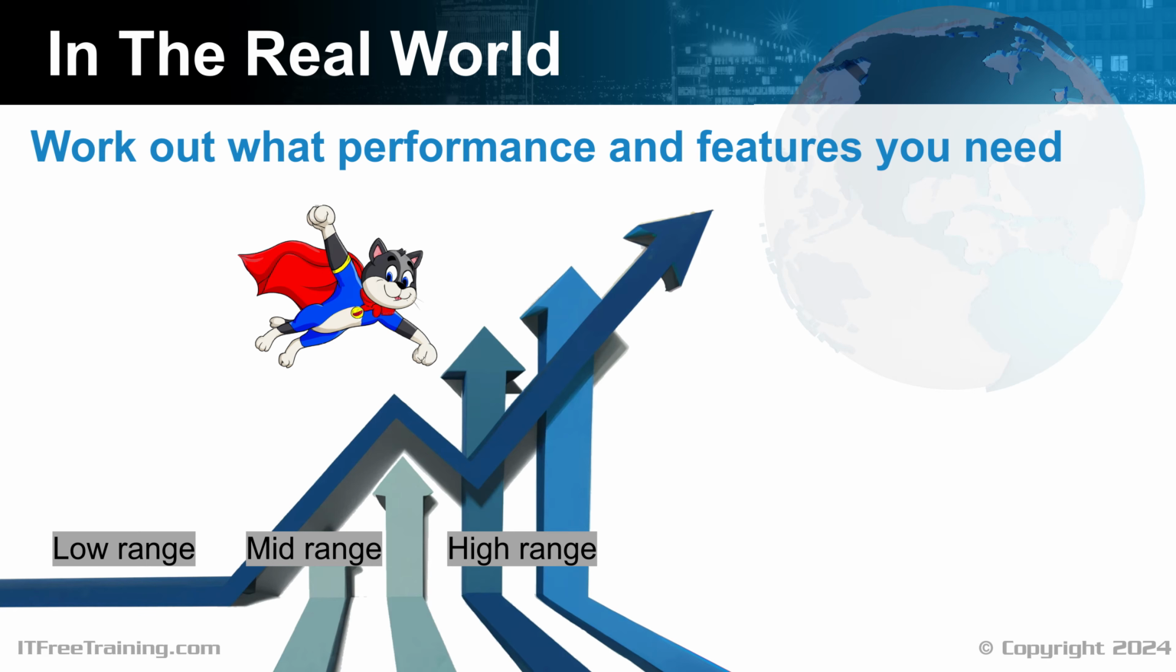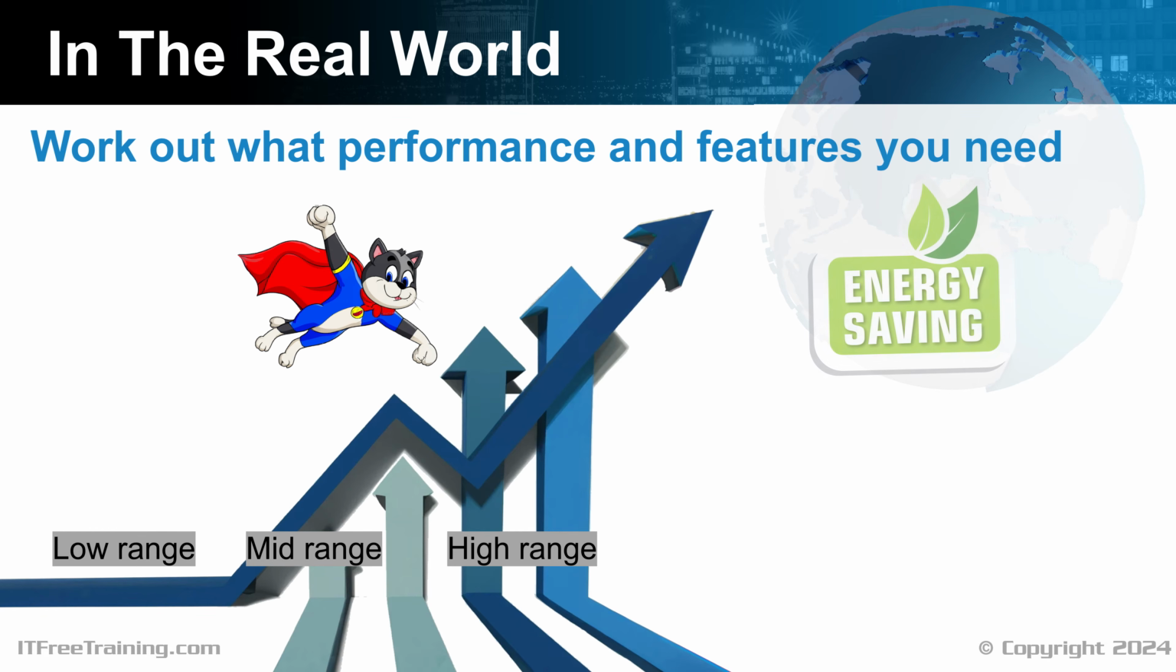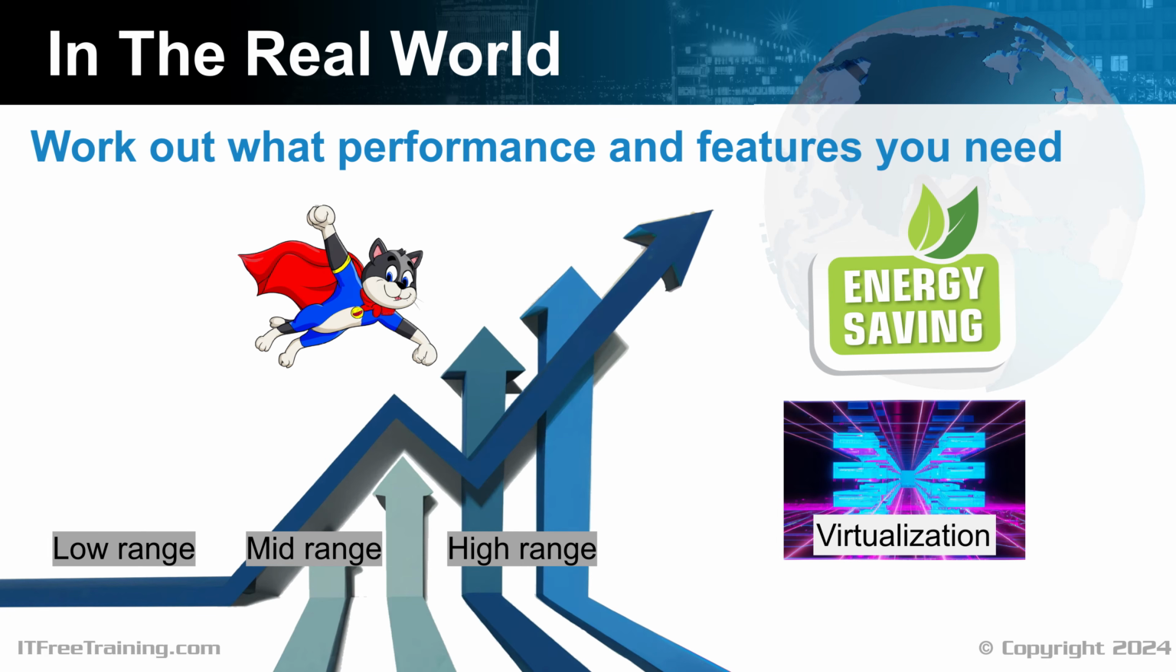Other factors to consider are the features of the CPU. Different CPUs are designed with different objectives in mind. For example, some CPUs are designed for energy saving, and others are designed with better virtualization features. Although modern CPUs should support virtualization, newer CPUs perform virtualization faster than older ones. There's a lot to consider when purchasing a CPU, so let's have a look.